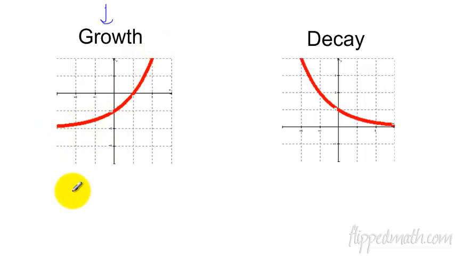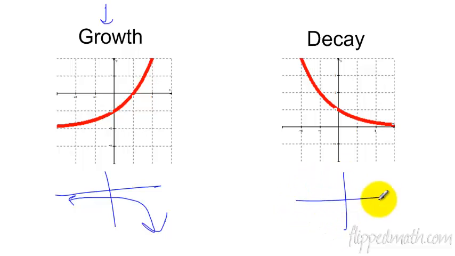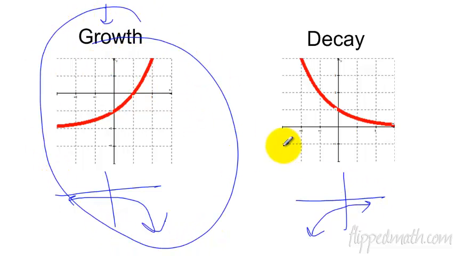Another thing that it could do is if you had a graph that was doing something like this, that would also be growth, because moving left to right, it's going away. Here's decay. Left to right, it's getting closer, or you could have something like this. As you move left to right, it'd be getting closer. But this is our focus today, growth.